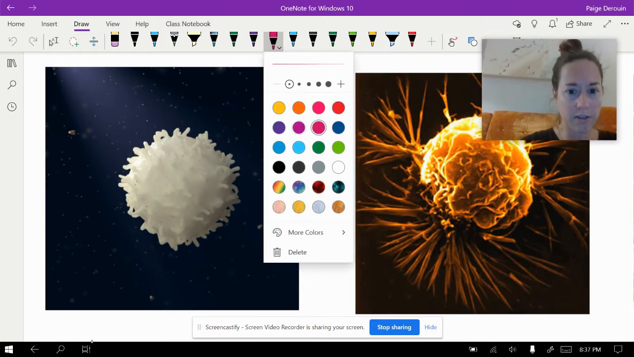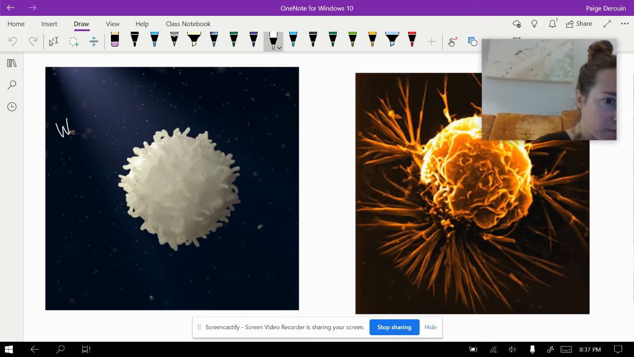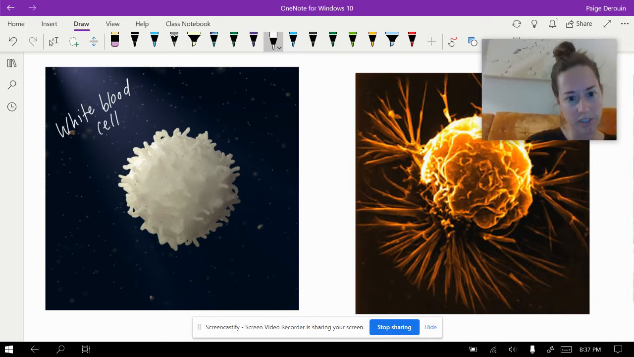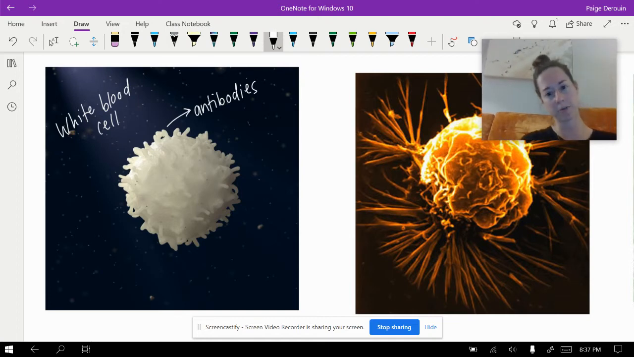This picture here is a 3D model, but it is an accurate representation of what these actually look like. This is a white blood cell. White blood cells have these special structures sticking off of them. There are many types of white blood cells, but this is just one example. These are antibodies, which we just talked about a little bit in our last unit, proteins that are able to protect you from illness. So that's a white blood cell. They're pretty big cells in your body.